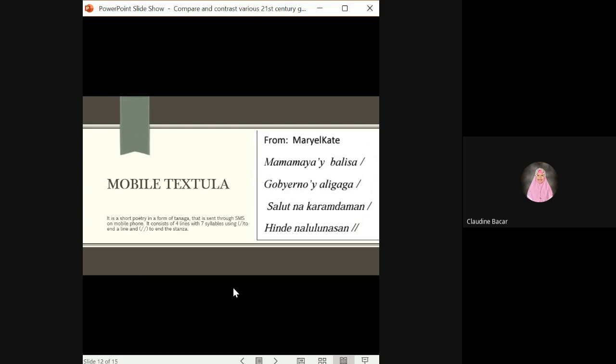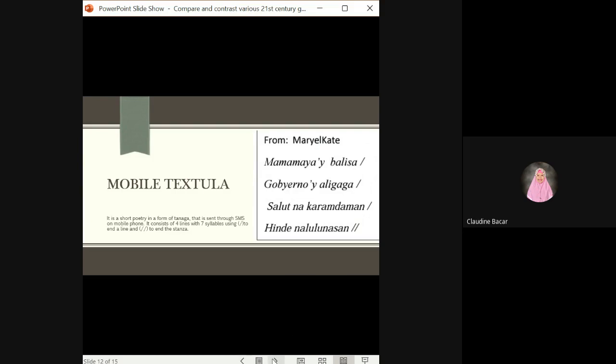In the example, as you can see, from Mariel Kate: "Mayat balisa." If you count the number of syllables in one line, in every line we have 7 syllables. "Mayat balisa," that's 7 syllables. In another line we have "Gobernoligaga," and in another "Salutang karamdaman," another 7 syllables. At the last line, we have "hindi nalulunasan," another 7 syllables, consisting of 4 lines. So that is tanaga or the mobile textula.